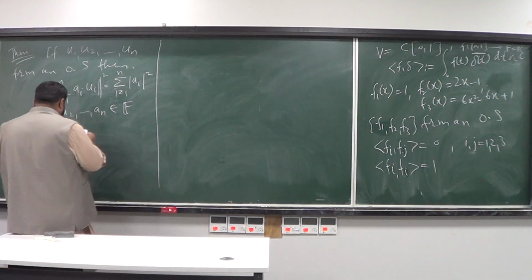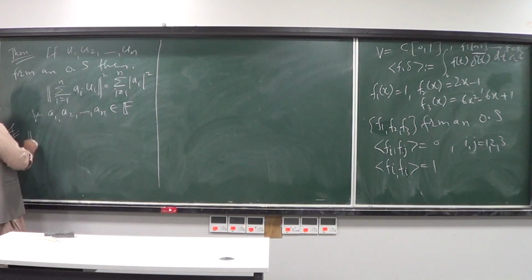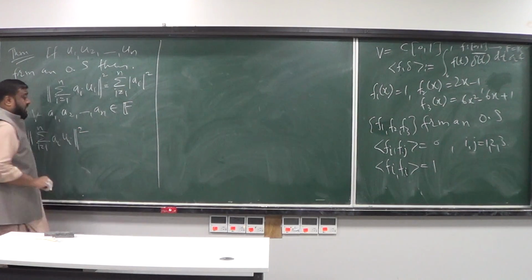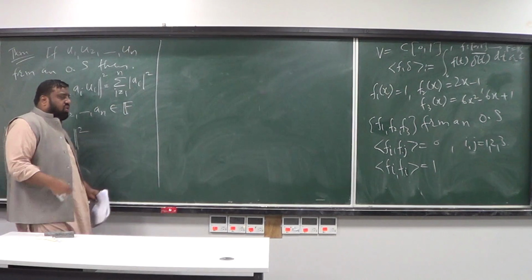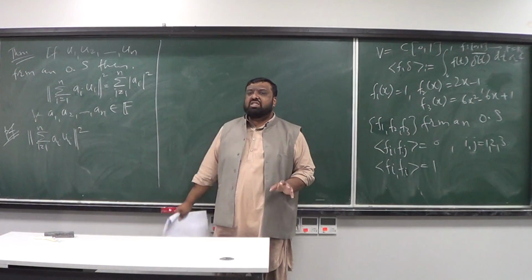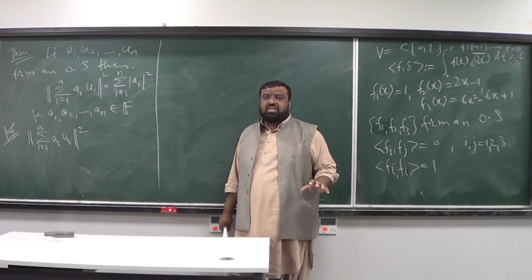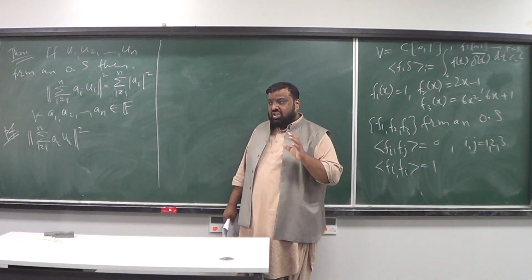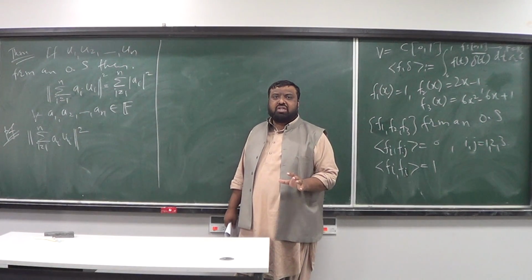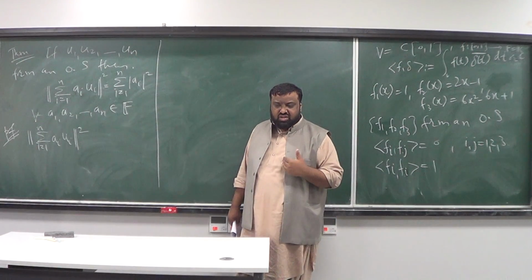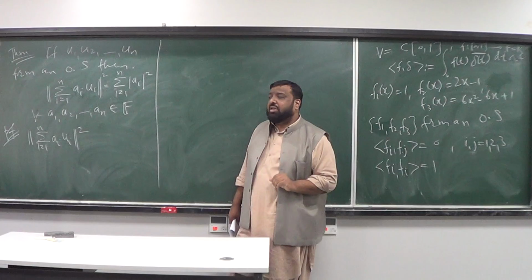So how should we start? Let's start with this side: the sum for i equal to 1 to n of a_i u_i, squared. I would suggest that before watching this lecture, please go through chapter 4, because I'm going to assume the basic results from chapter 4 are in your head. I'm not going to get into the proofs of those results, I'm simply going to use them.